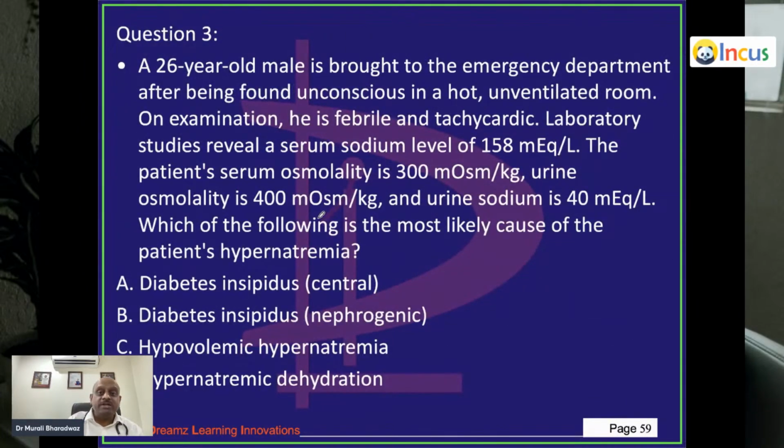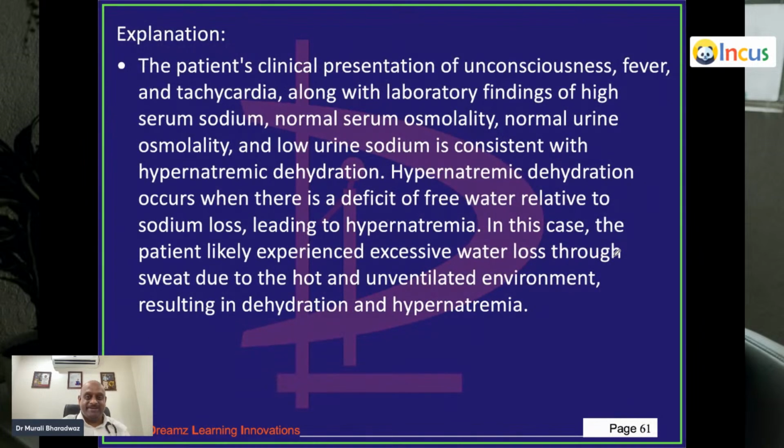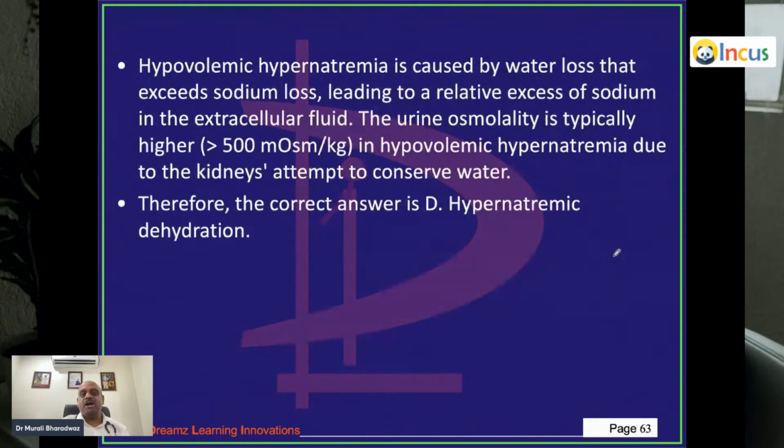So now, a 26-year-old female, unconscious, febrile, tachycardic, serum sodium high, serum osmolarity 300, urine osmolarity 400, urine sodium is 40, increased. So what is the cause? It is hypernatremic dehydration, which is the underlying cause, is what you need to remember.